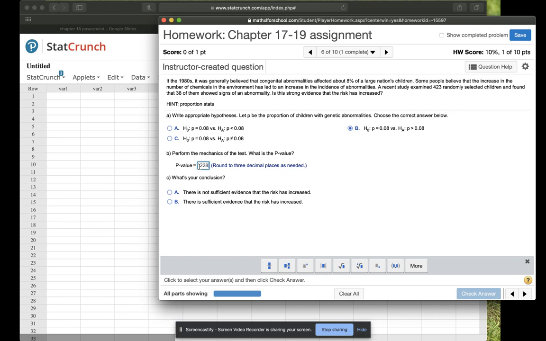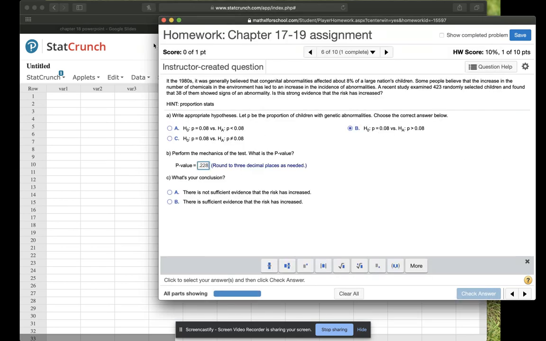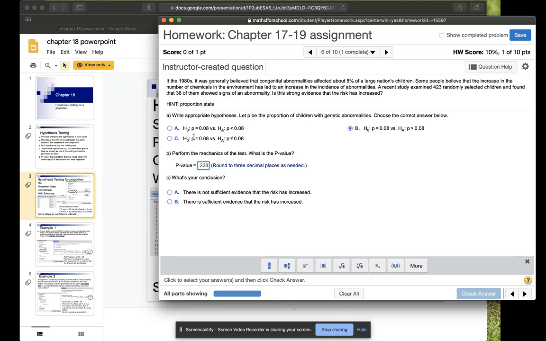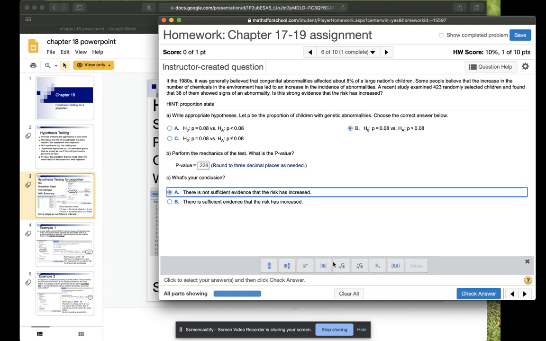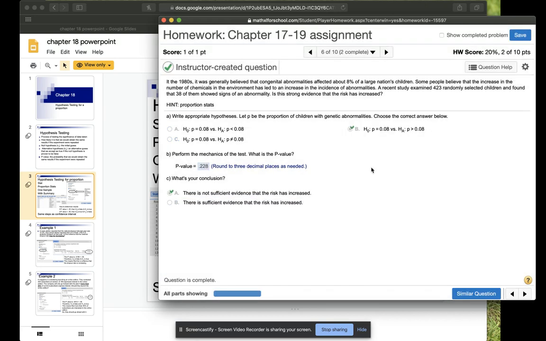So 0.228, once again, is bigger than 5%. And again, what that means is that the initial guess is true, and thus the alternative is false. So we're saying that this is true and this is false, which means it's not increasing. That means there is not sufficient evidence that the risk has increased. And there we go, that is it for Chapter 18. I'll be back with another video for Chapter 19.